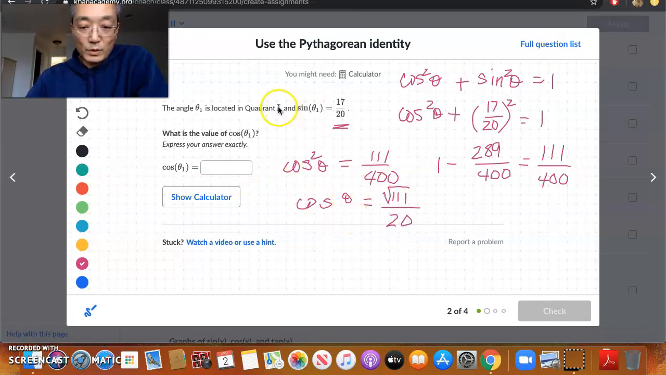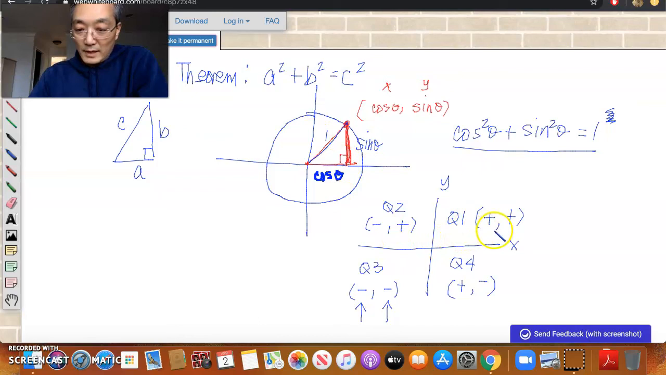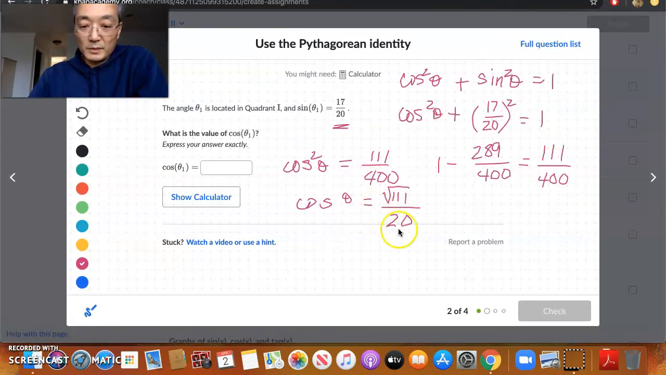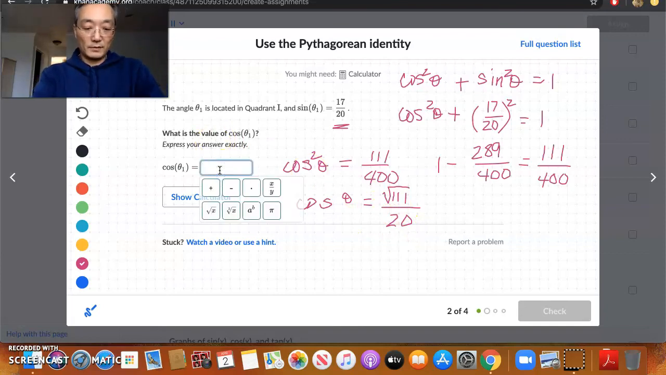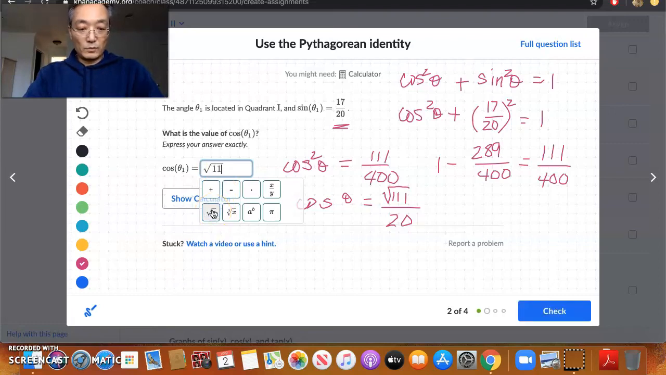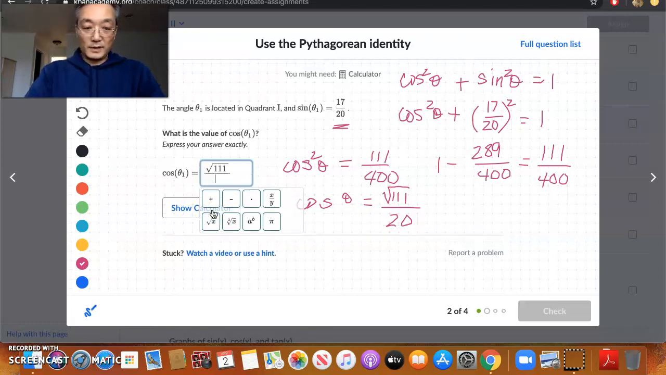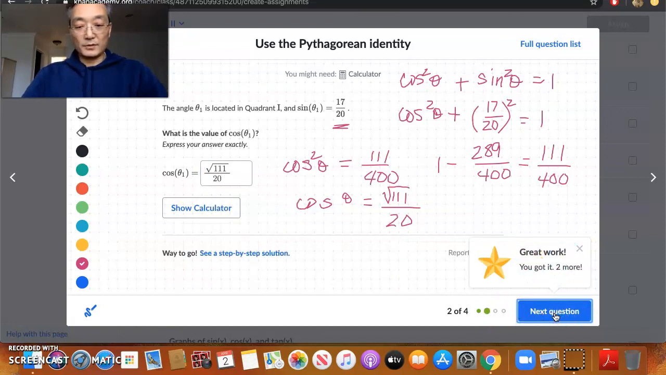Now we check our signs. We are in the first quadrant. Remember, in the first quadrant, everything is positive. Our x values and our y values were positive. Cosine is x, so naturally that is going to be positive. So I think we're there. Let's check. Okay, so we have the square root of 111 divided by 20, and that is correct.